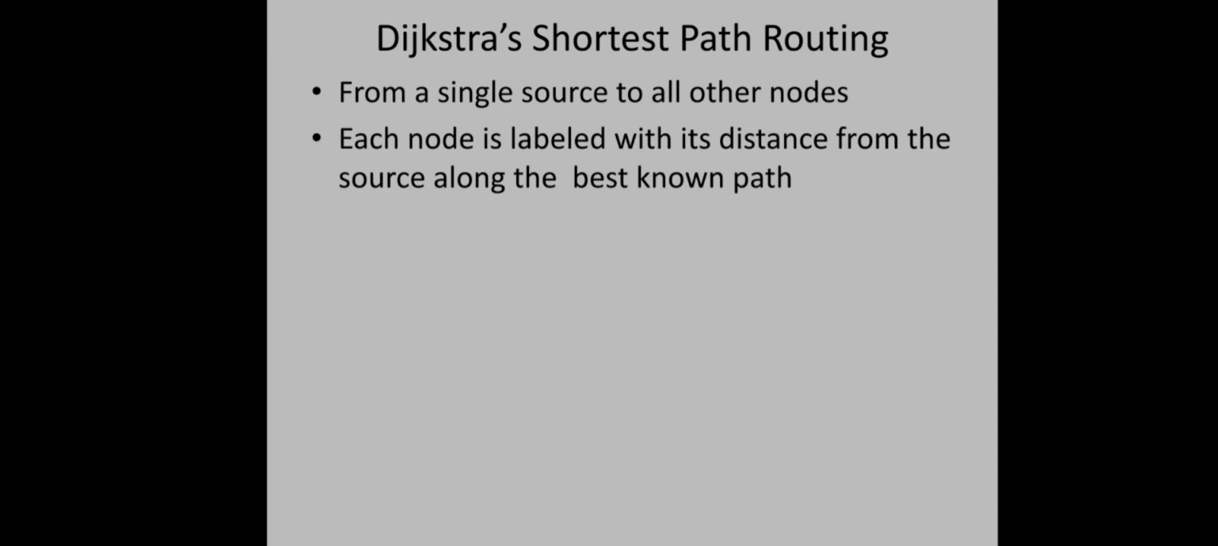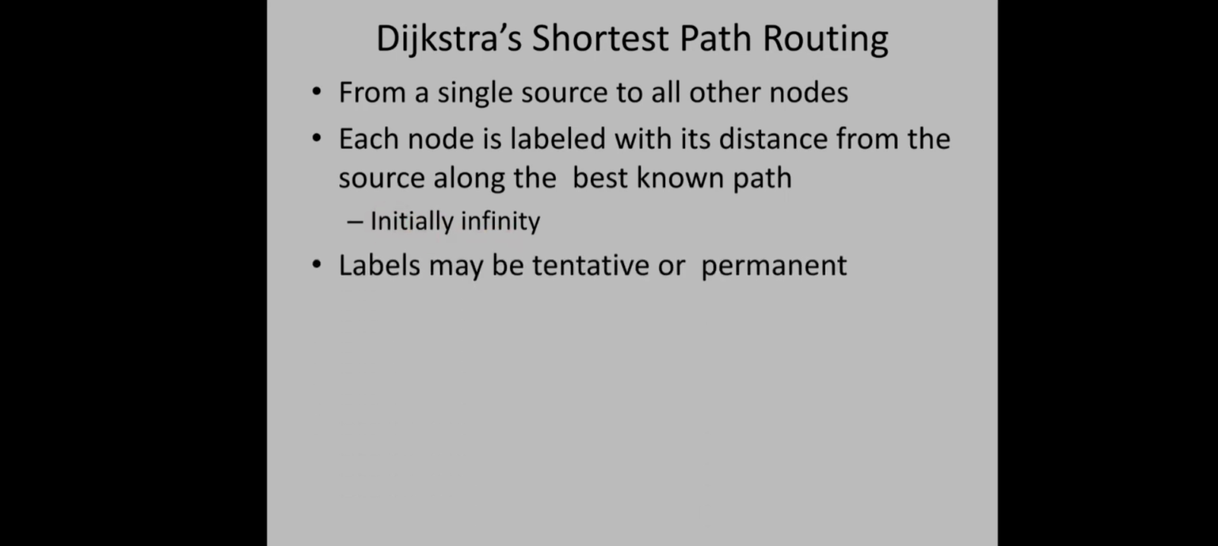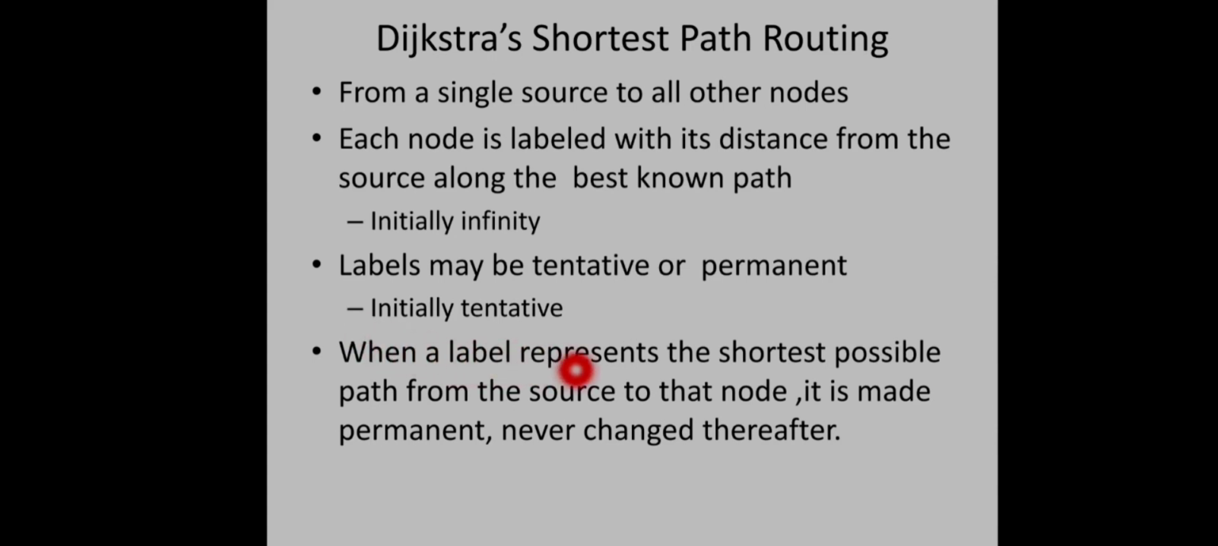The basic technique is that each node is labeled with its distance from the source along the best known path. Initially we don't know the distance from the source node, right? So everything will be marked as infinity. Labels may be tentative or permanent, and initially all labels will be tentative because we have to update them as per the new information. When a label represents the shortest possible path from the source to that node, it is made permanent and never changed thereafter. We will see how labels become permanent from tentative values with an example.